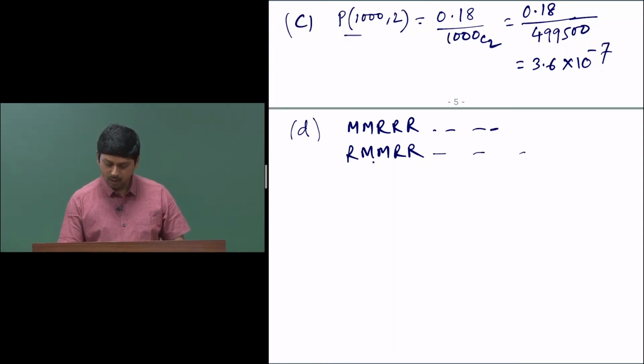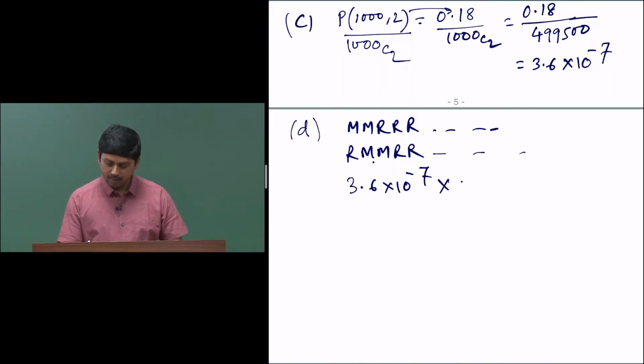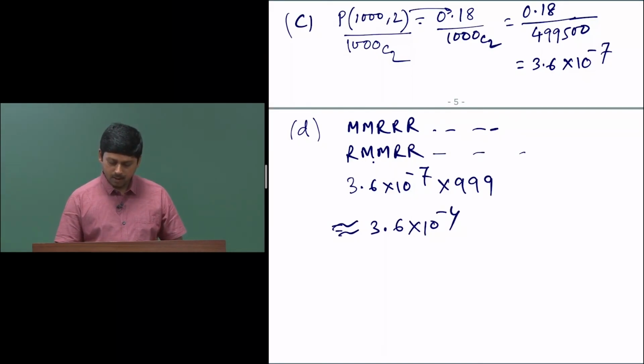So, this answer is of course only for this, because we are dividing by that. So, I should write 1000 C2. Now, we take the earlier result, which is 3.6 into 10 to the power minus 7, where it is very specific mutations, and then there are 999 more possibilities in this case, and that is what is going to give us the answer. So, it is very approximately 1000. So, let us say it is approximately 3.6 into 10 to the power minus 4. That will be the answer for this. Okay.